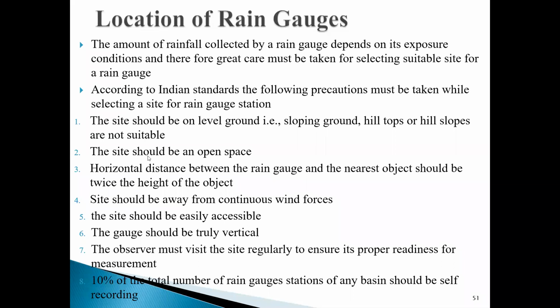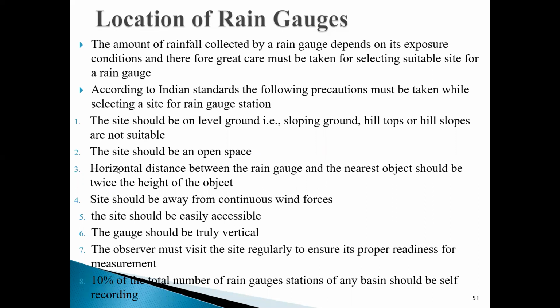The site should be an open space. That means surrounding that rain gauge station, there should not be any human interference or human activity or construction of high-rise buildings. The best place is an airport, where there is the least human interference and you have level ground, so that whatever data you get in that rain gauge, the accuracy will be about 80 to 85%.